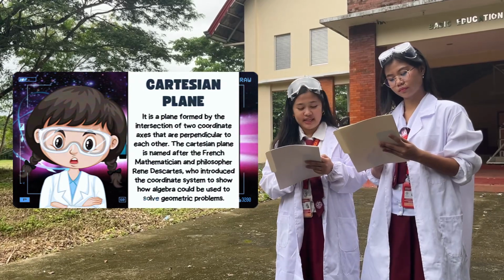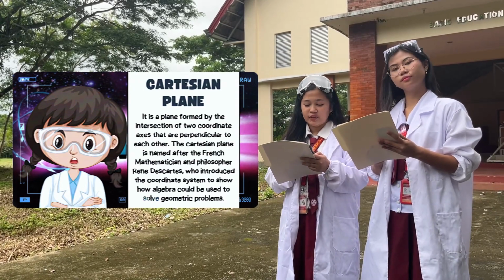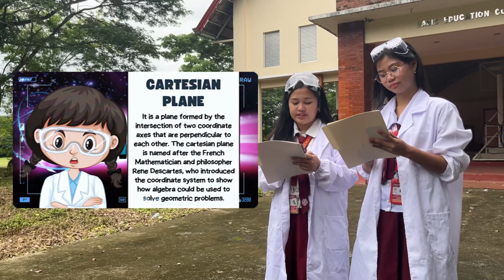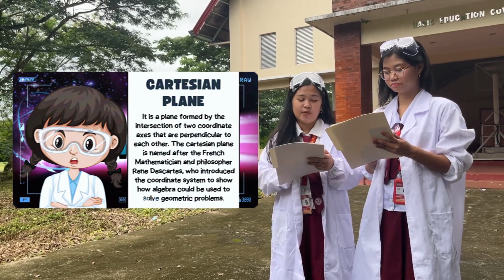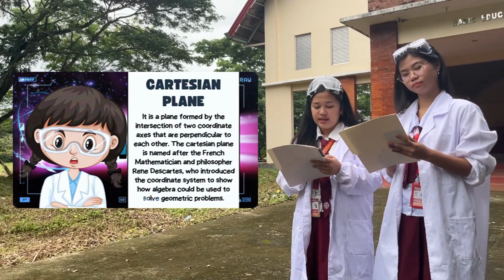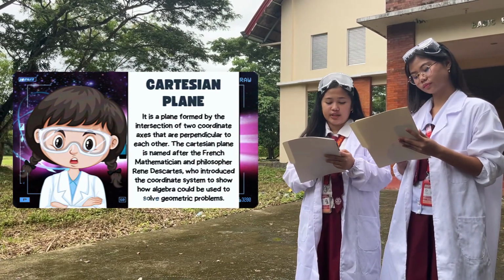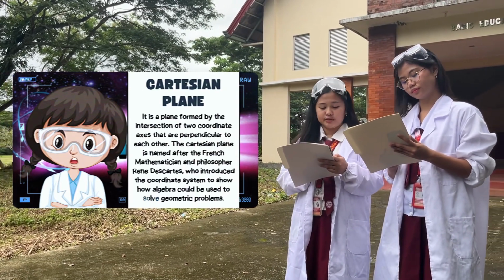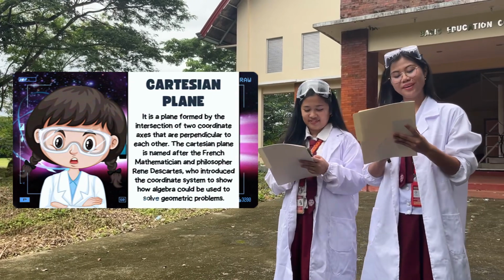Makikita nga sa Cartesian plane ang dalawang linya. Ang dalawang linya na ito ay tinatawag na axis. The horizontal axis is called the x-axis, while the vertical one is the y-axis. These axes intersect with each other at the origin or zeros. Amazing, right? Oh yes, Mara.